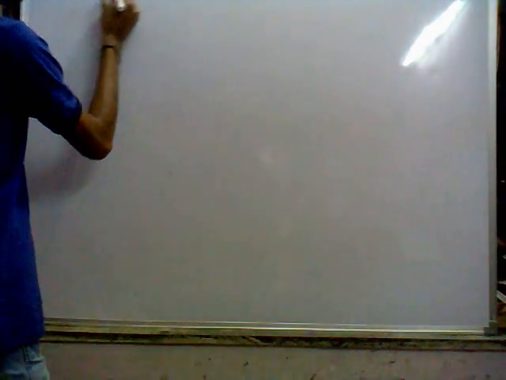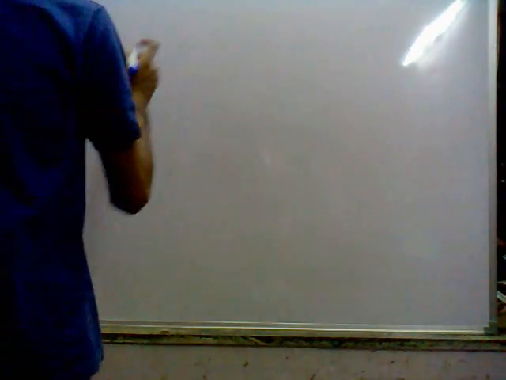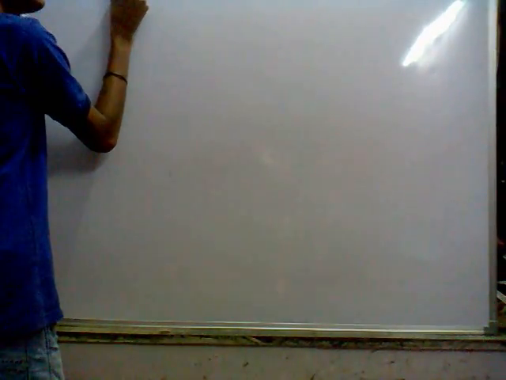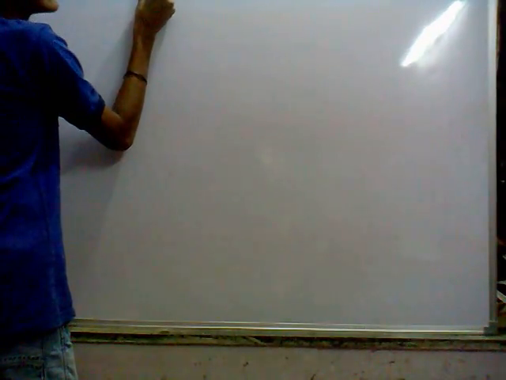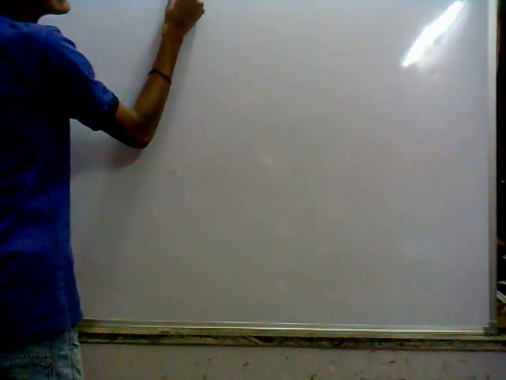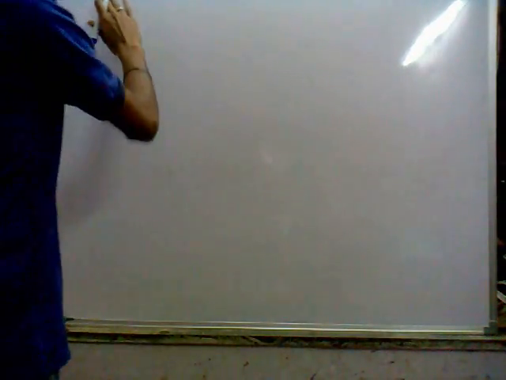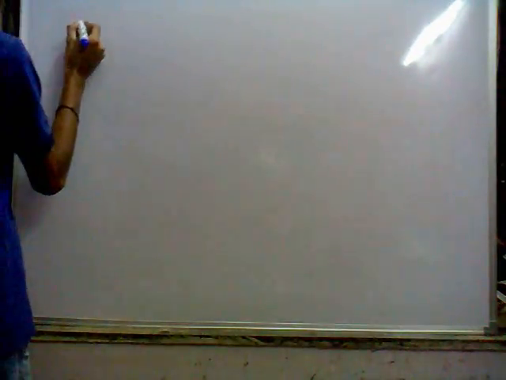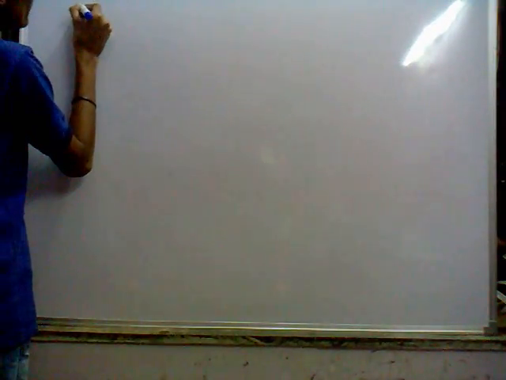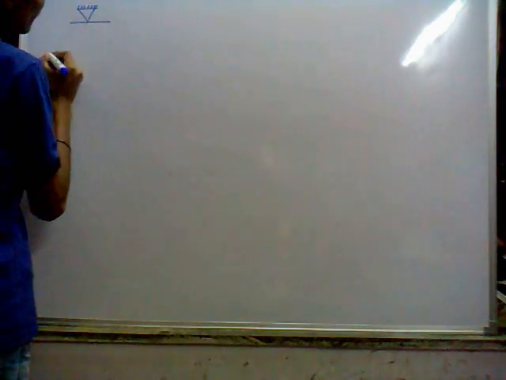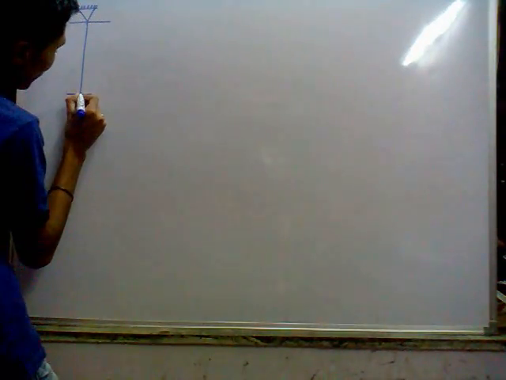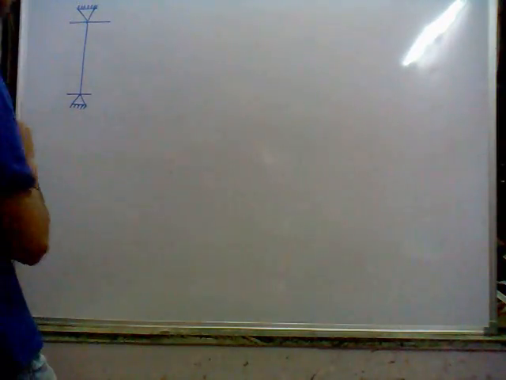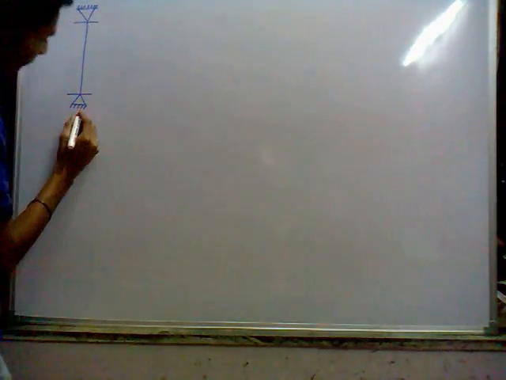Here, both ends hinged. Diagrammatical representation of the column where both ends are hinged: we draw a straight line which represents the column. Now some force is applied.